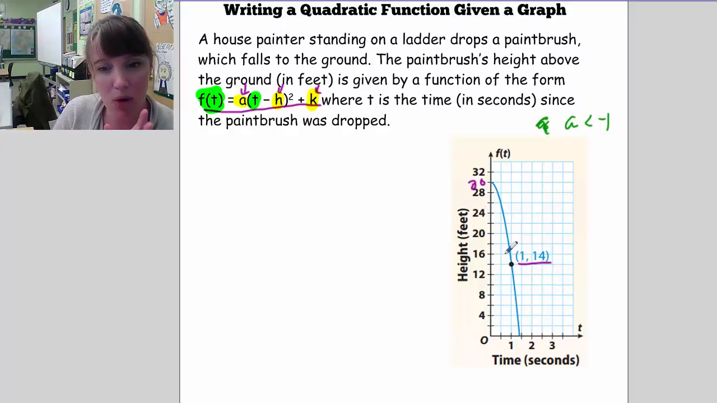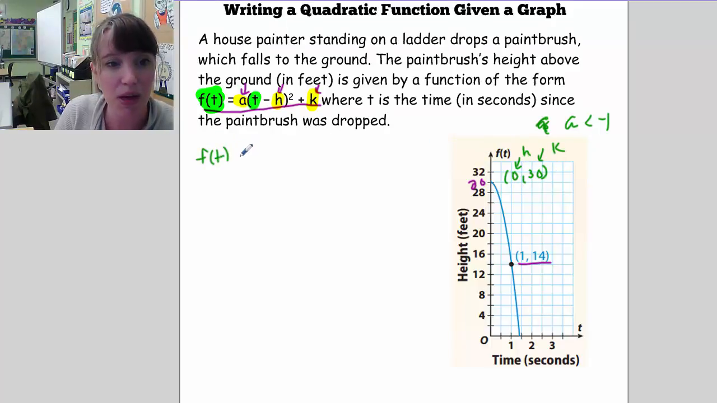Let's see, has there been a horizontal shift? Well, the vertex is at 0, 30. So there hasn't been a horizontal shift, so that's our h right here, and this is our k. The vertex allows me to put in h and k here. So I have f of t, and I don't have a yet, but t stands in for my time. H is 0 and k is 30. Okay, so let's pull everything together.